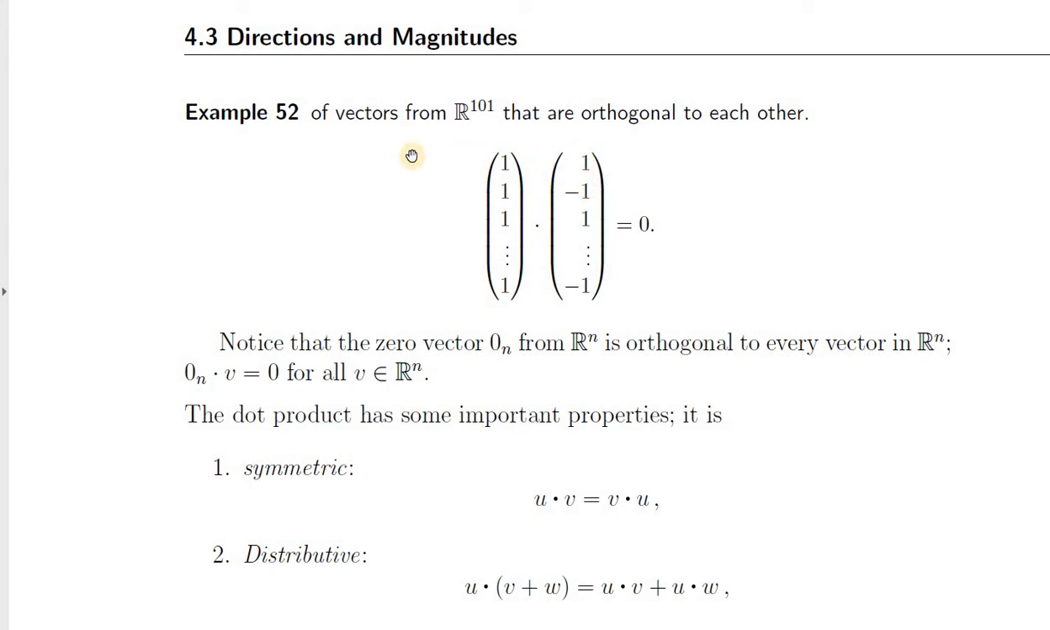Now, in fact, there's a mistake here. It should be R100. If it's R101, it's not going to be 0 because you'll have an odd number of components. So a little mistake there. That should be R100.